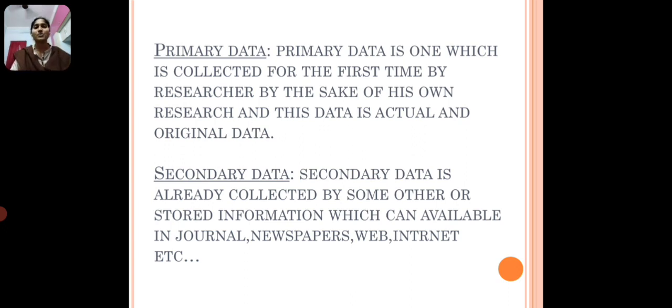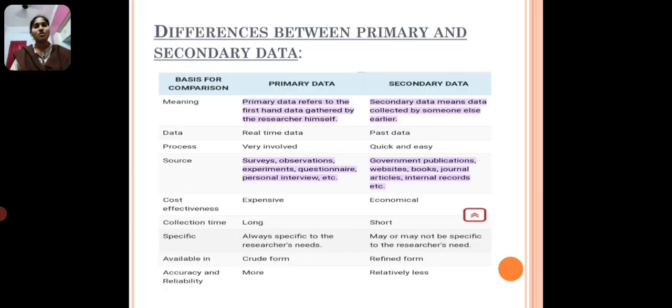So let's see the actual differences between primary data and secondary data. So here we have the differences between primary data and secondary data. The primary data refers to the first-hand data gathered by the researcher himself, as we mentioned. Secondary data means data collected by someone else earlier. So this is the data which we use by taking from another source or another person. So let's see more differences on this.